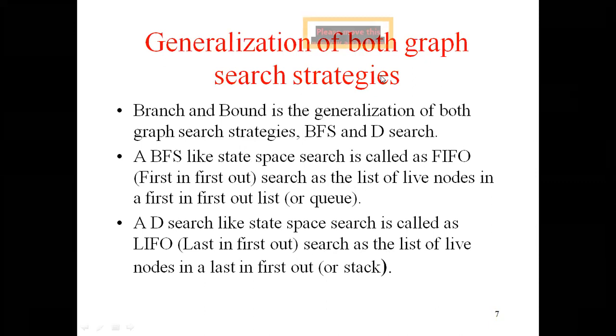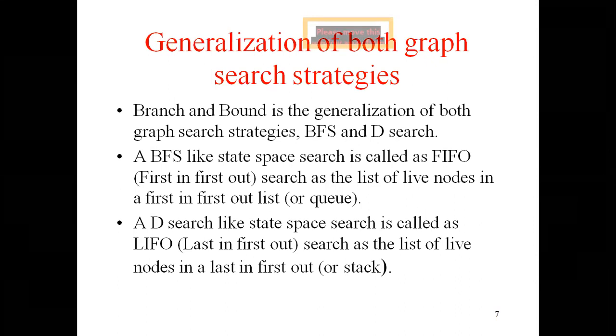It is a generalization of graph search strategies. What are the graph search strategies? Searching techniques in the graph: we have breadth first search and depth first search, two types of searching techniques. Now we are generalizing these two, so branch and bound is the generalization of both graph search strategies, BFS and DFS.